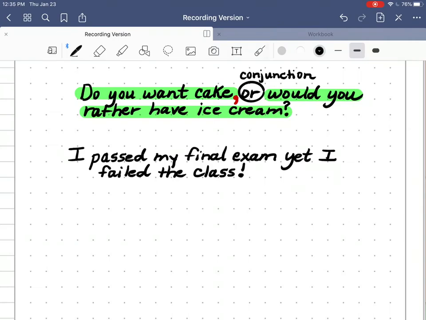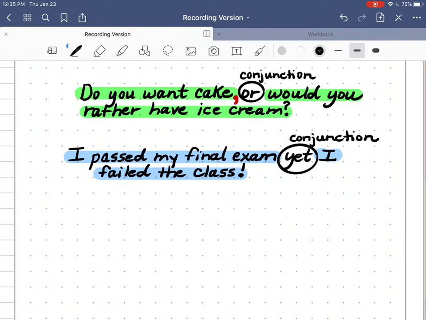Okay, let's look at our two sentences. You should be able to see them in there. I passed my final exam. I failed the class. So there are two sentences coming together at this junction. Right here is the junction. Okay, that's called a conjunction, just like a junction on an interstate where things are coming together.